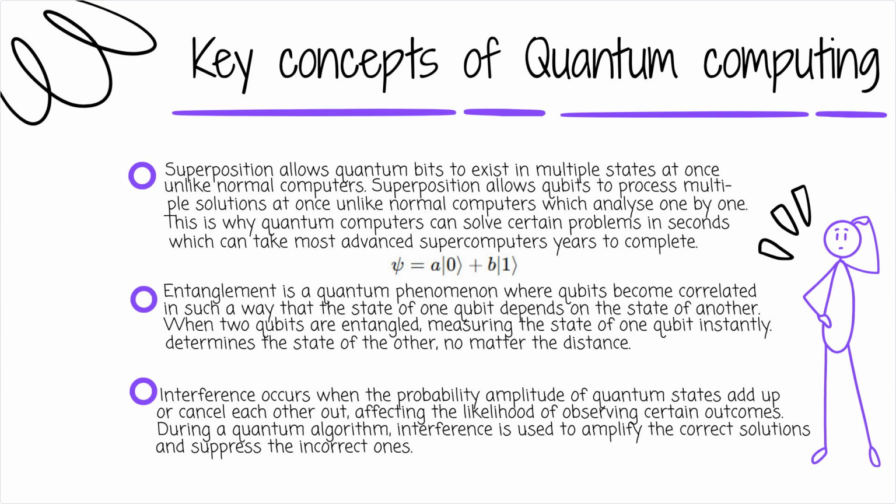Why does all of this matter? Superposition allows qubits to process multiple possible solutions at the same time. For example, while a classical computer would check one path at a time, a quantum computer can analyze multiple paths simultaneously. This is one reason why quantum computers have the potential to solve certain problems, like factoring large numbers, much faster than classical computers. But if you read carefully, it says certain problems. Not all problems can be solved by quantum computers.